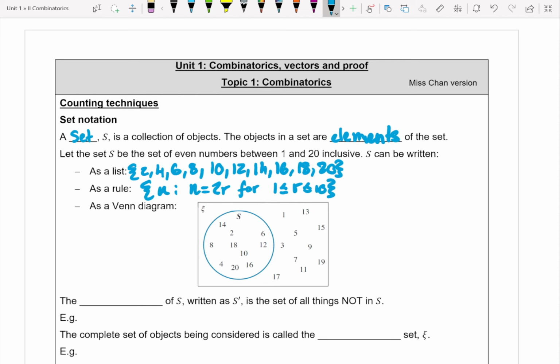If we were to draw that as a Venn diagram, we'd get this set S. Everything in that circle are even numbers. Everything out of that circle are odd numbers. And then that makes up the universal set, which in this case is going to be all the numbers from 1 to 20 inclusive.